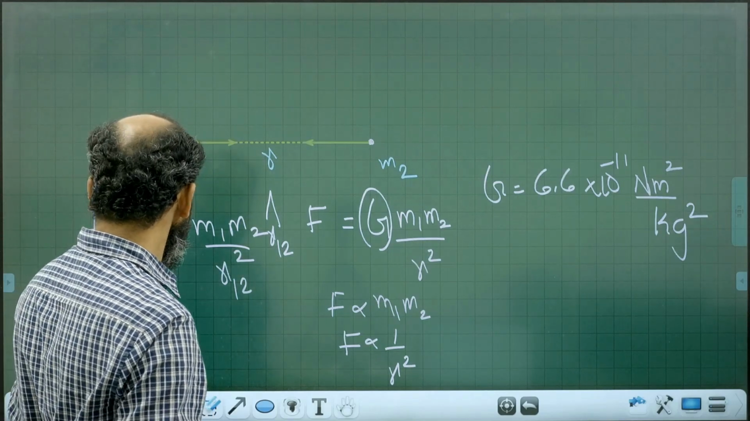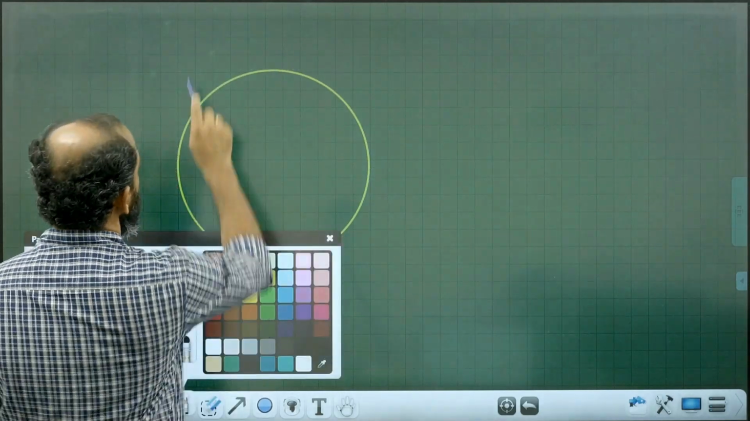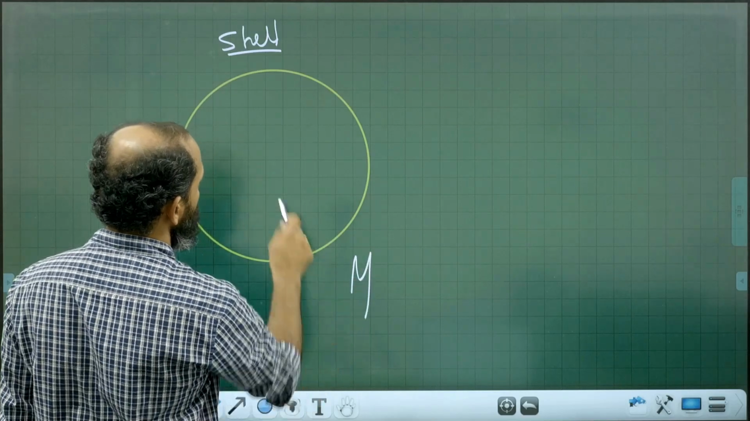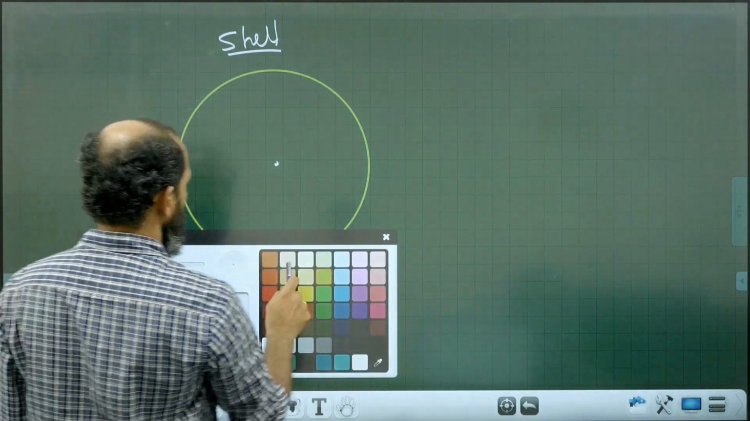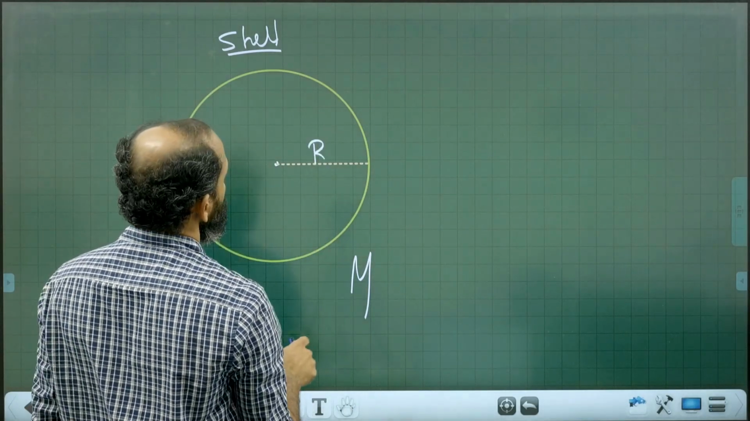Okay. If you have a massive shell, shell is of mass m, and radius of the shell is r.